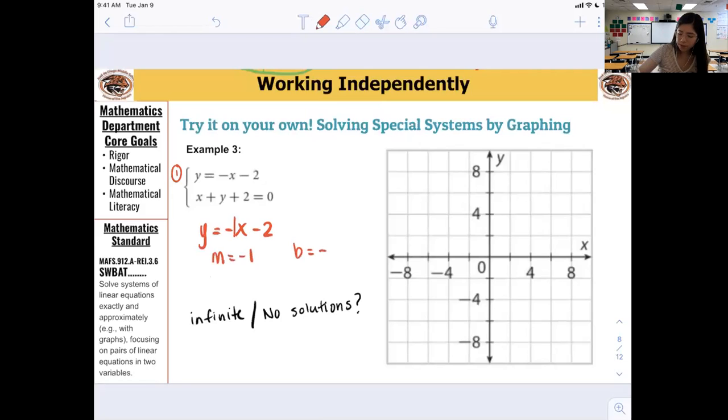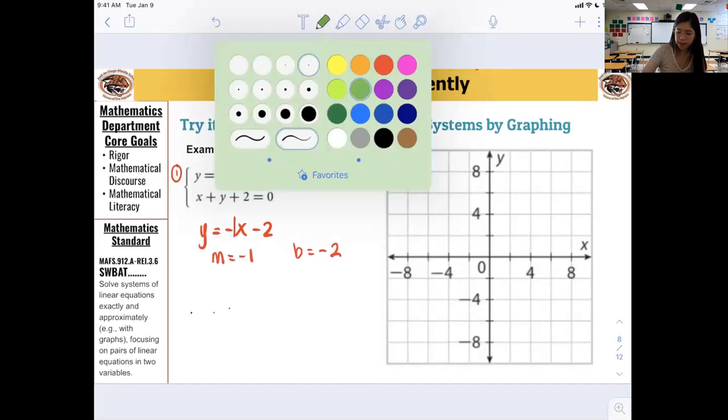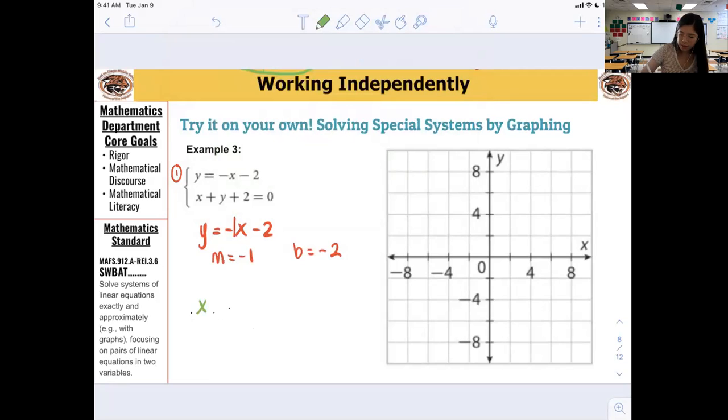-2. Now equation number 2 is a little bit weird. Everything's kind of off on one side, right? We've got x and y and 2 all on one side. So more than one thing is going to have to move over. What can I move over first? The 2. Sure, let's move the 2. There's no wrong answer there. I can subtract 2 on both sides, leaving me with x plus y equals -2.